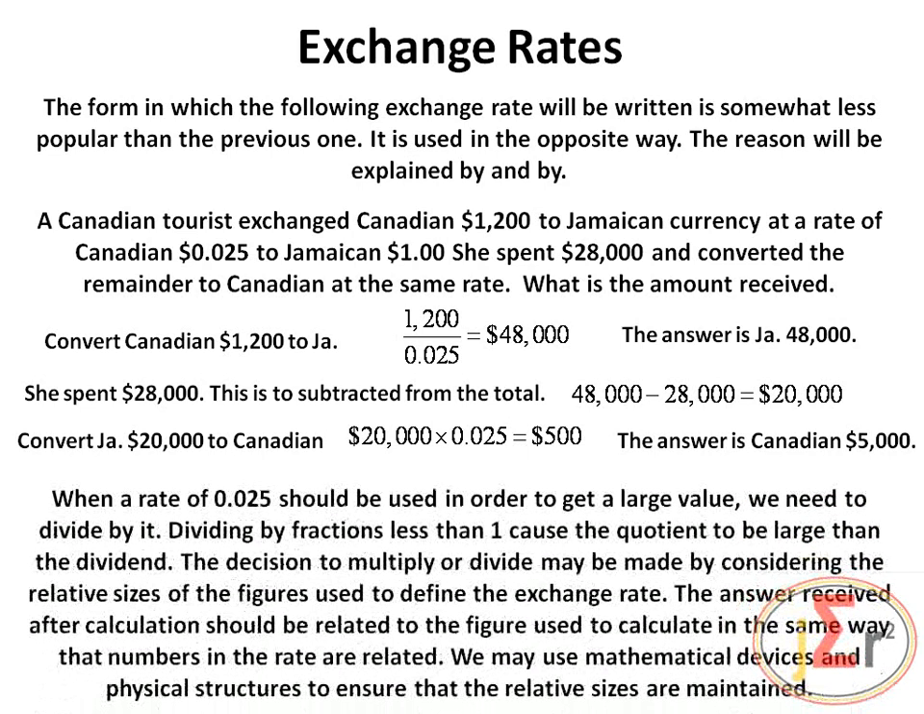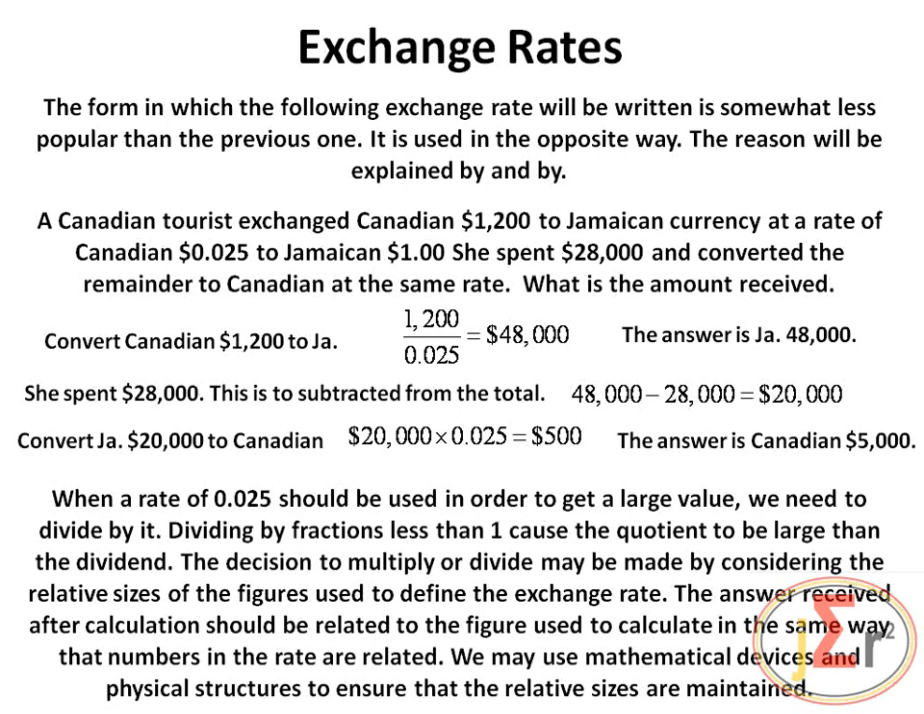When a rate of 0.025 should be used in order to get a large value, we need to divide by it. Dividing by fractions less than 1 causes the quotient to be larger than the dividend. The decision to multiply or divide may be made by considering the relative sizes of the figures used to define the exchange rate. The answer received after calculation should be related to the figure used to calculate in the same way that the numbers in the rate are related.